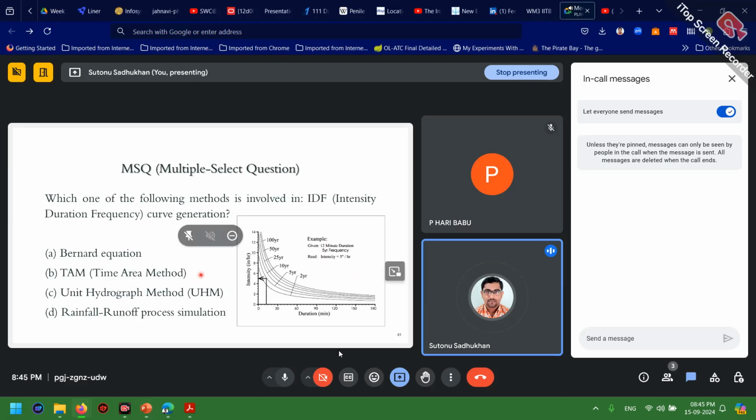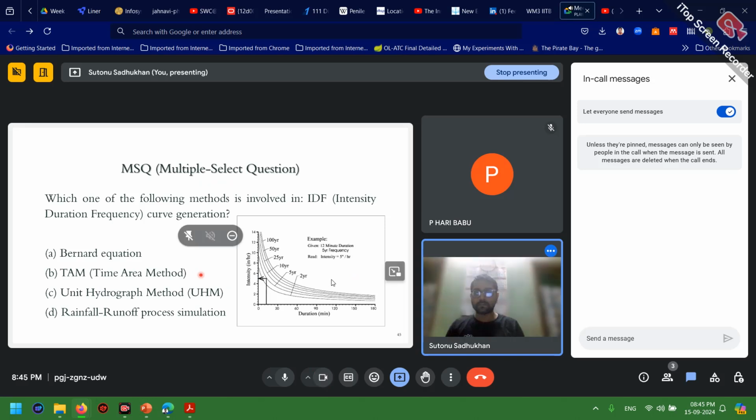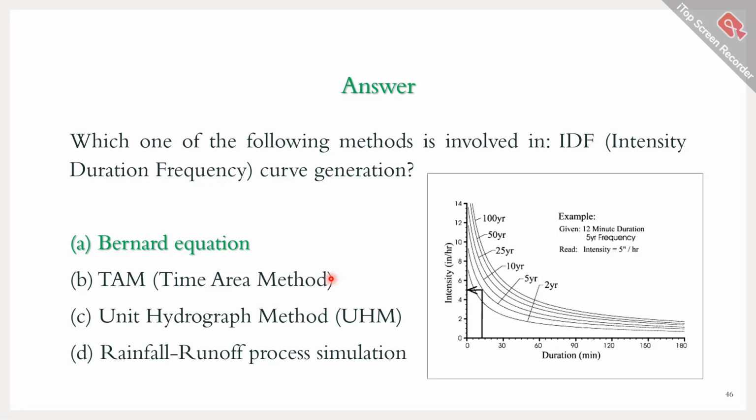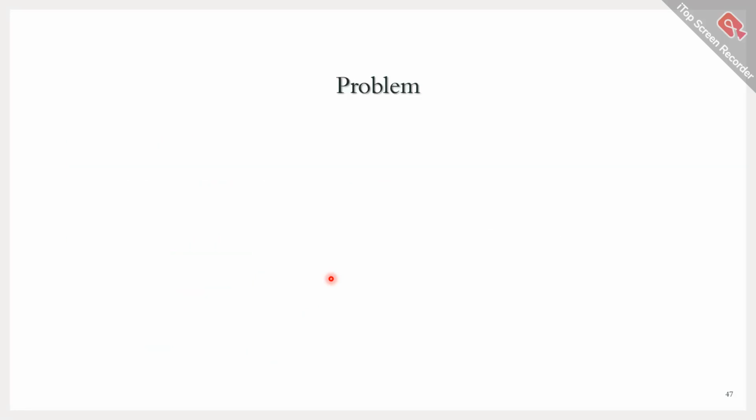Okay, so we'll move towards the solution. The answer is Barnard equation. Barnard equation is used for the generation of IDF or intensity duration frequency curves.